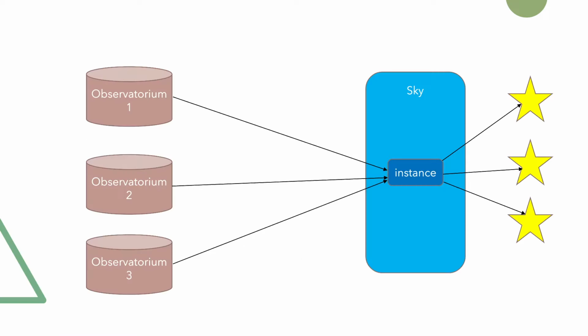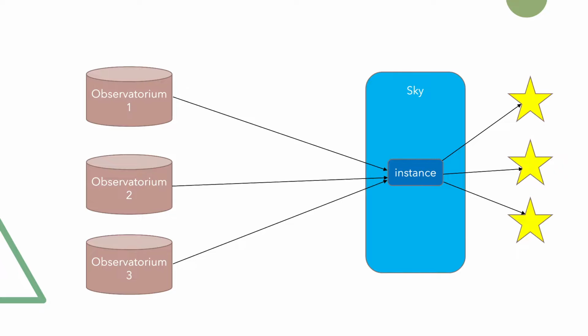Here is a graph demonstrating how singleton can be used in a real-world scenario, where we have multiple observatoriums and a single sky that has a list of stars or their names. By making Sky a singleton class, all observatoriums will share only one instance of the Sky class.